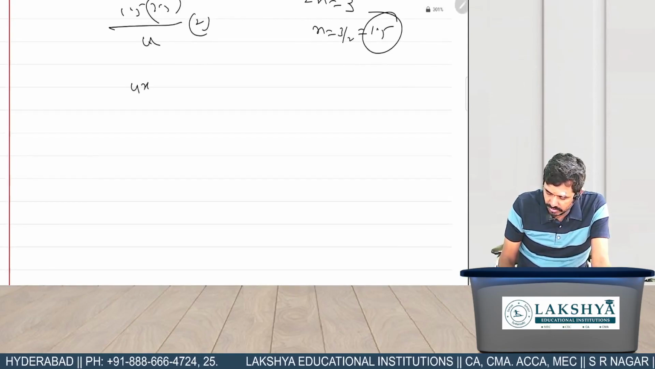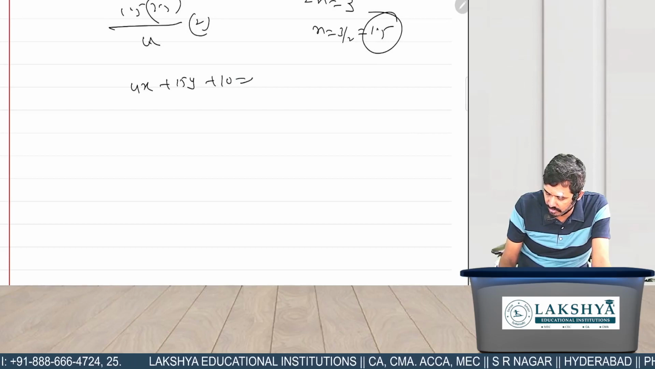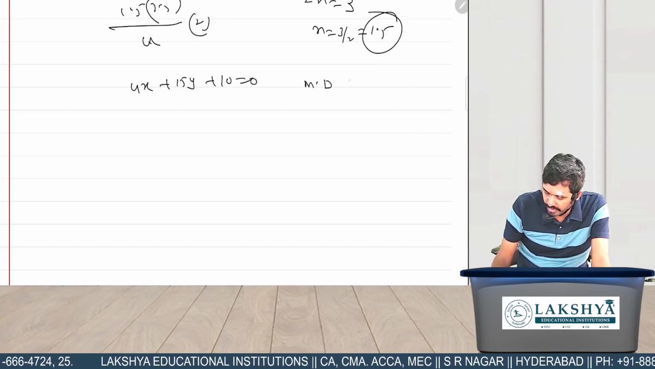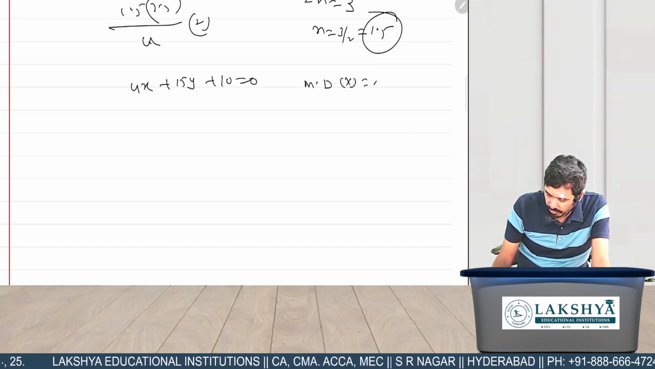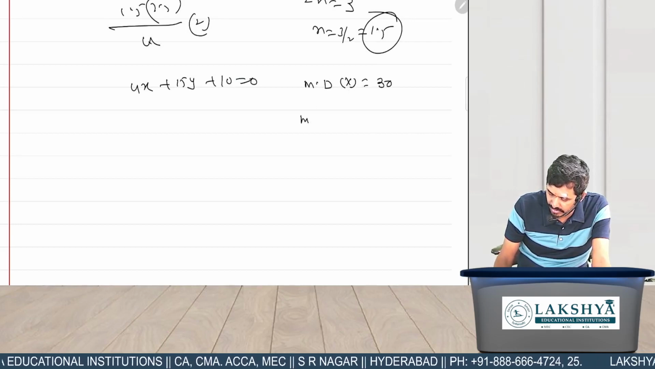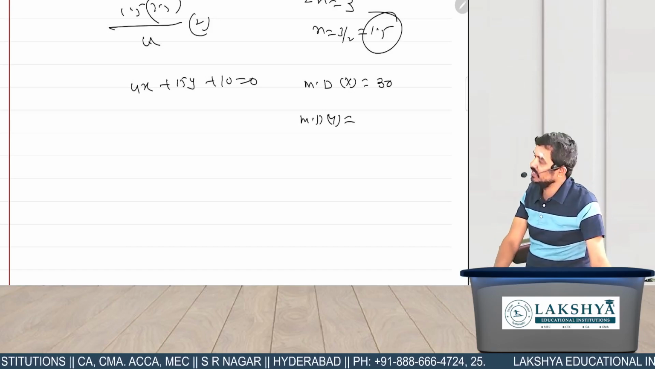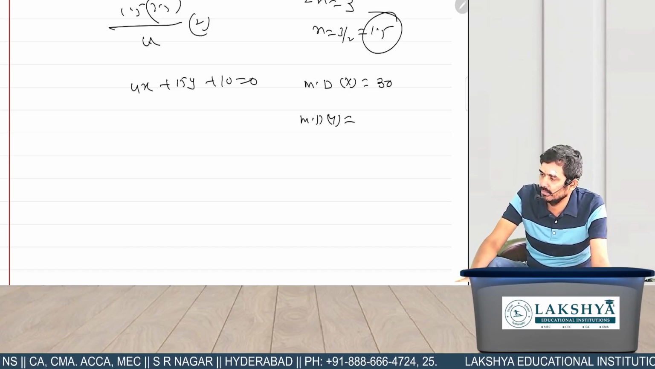Suppose two variables are related by 4x plus 15y plus 10 is equal to 0. Mean deviation of x is 30. What is mean deviation of y?